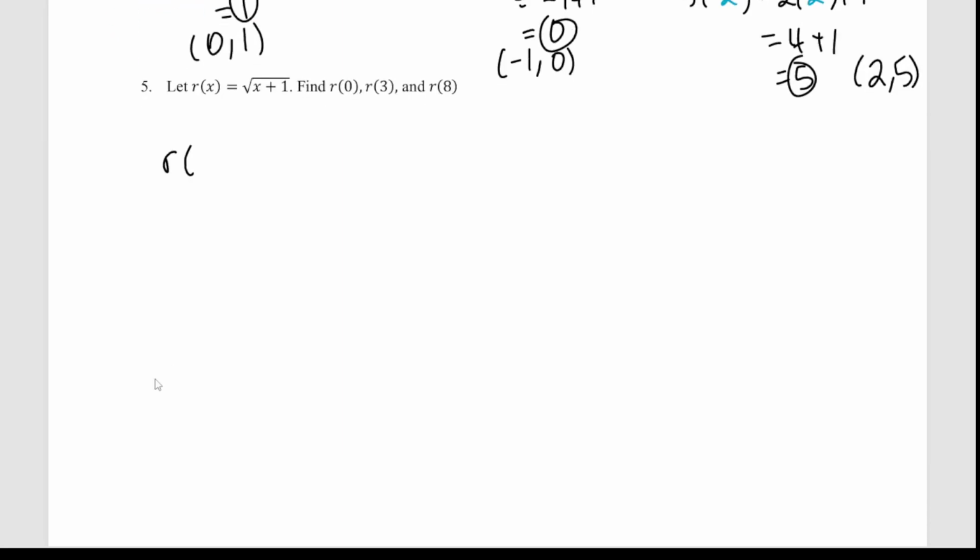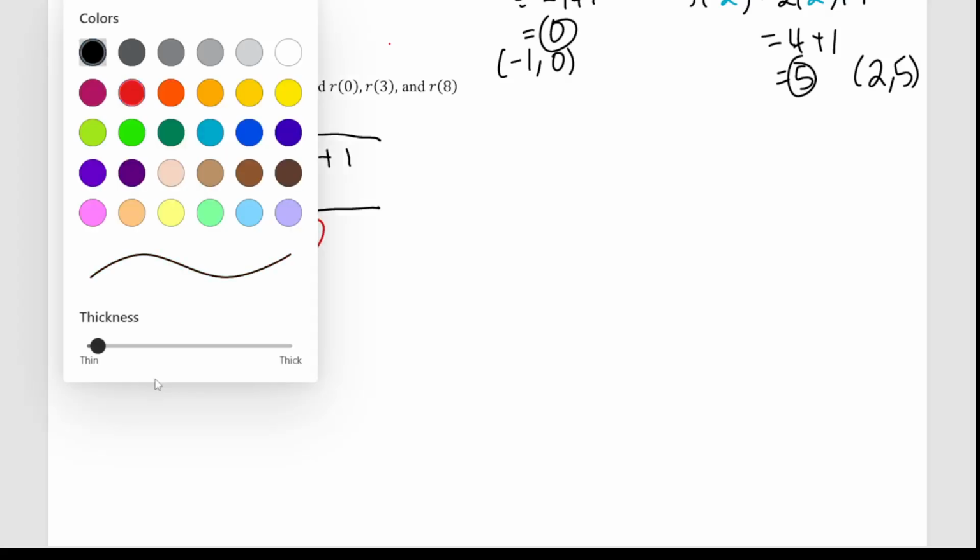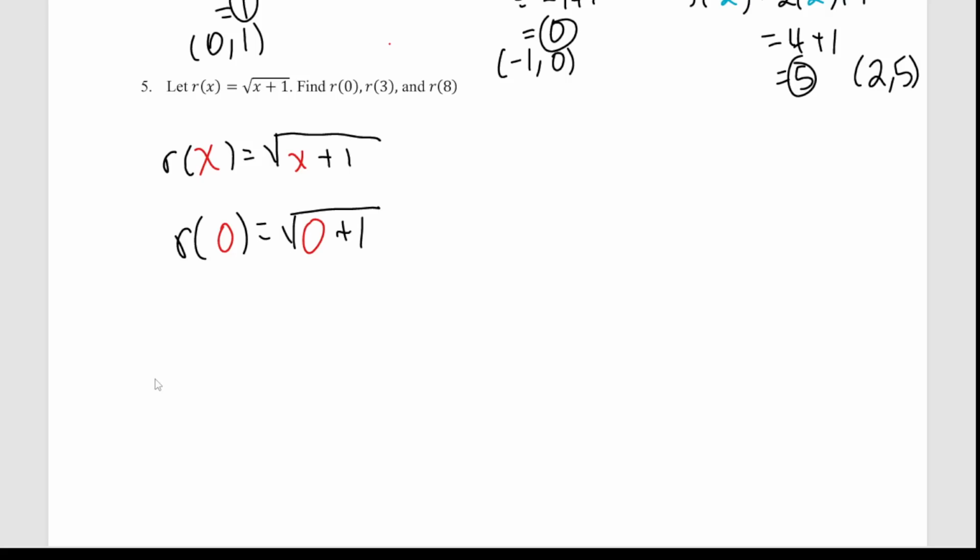And keep in mind, our functions don't have to be called f. They also could be called r, g, whatever. So in this case, it's called r. So r of x equals the square root of x plus 1. And I'm going to, again, differentiate the x with the color here. So if they're wanting you to find r of 0, what is that asking you to do? That's asking you everywhere you see an x, replace it with a 0. And then evaluate accordingly. So the square root of 0 plus 1 is the square root of 1, which is 1. So we just confirmed the point 0, 1 exists on this graph.